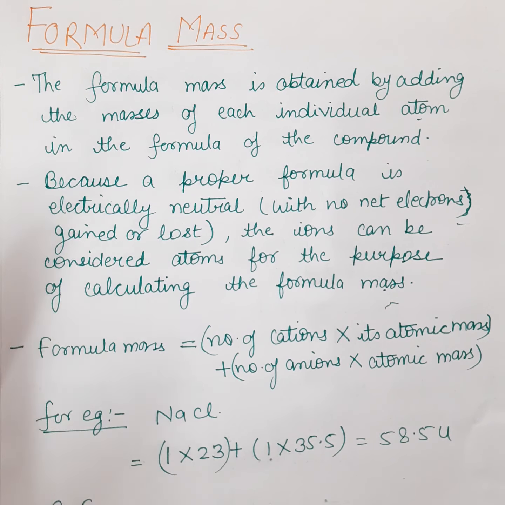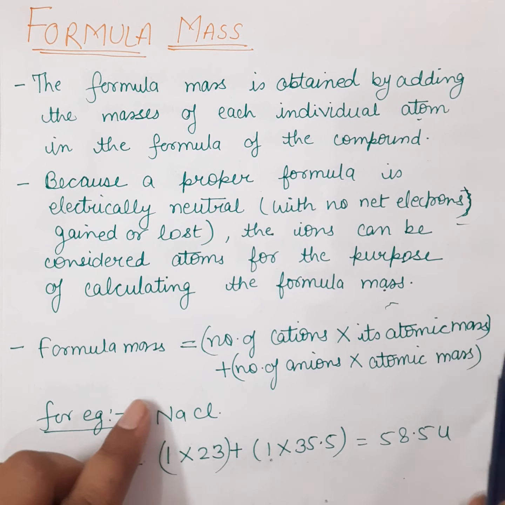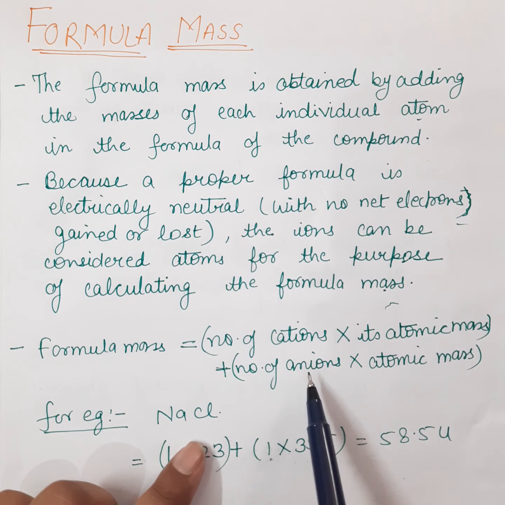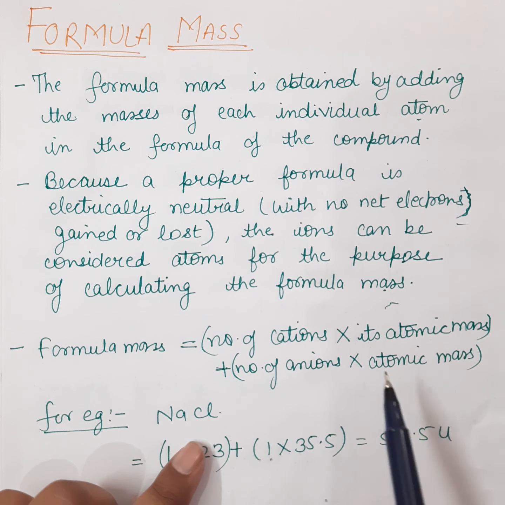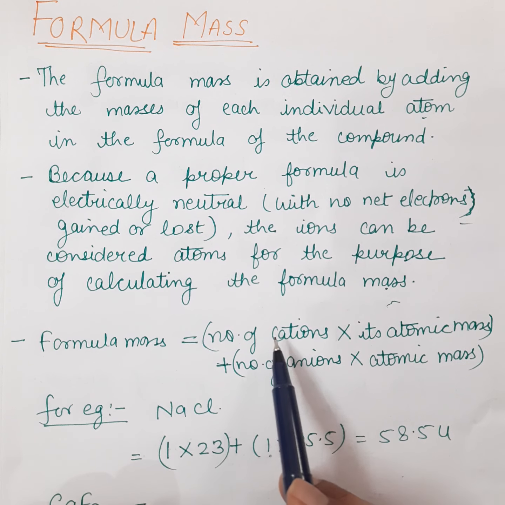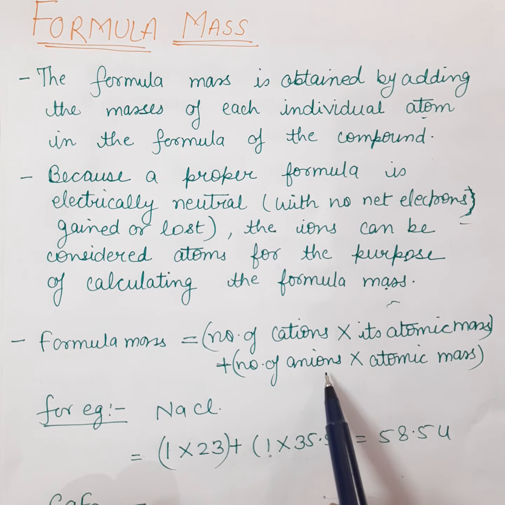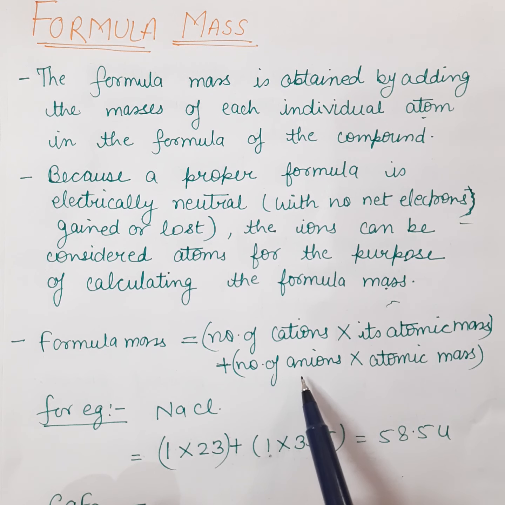So how to calculate the formula mass? Formula mass is equal to the number of cations, which bear the positive charge, into its atomic mass. Just put a bracket over here. Then write plus the number of anions into its atomic mass. Cations are the positively charged ions and anions are the negatively charged ions.